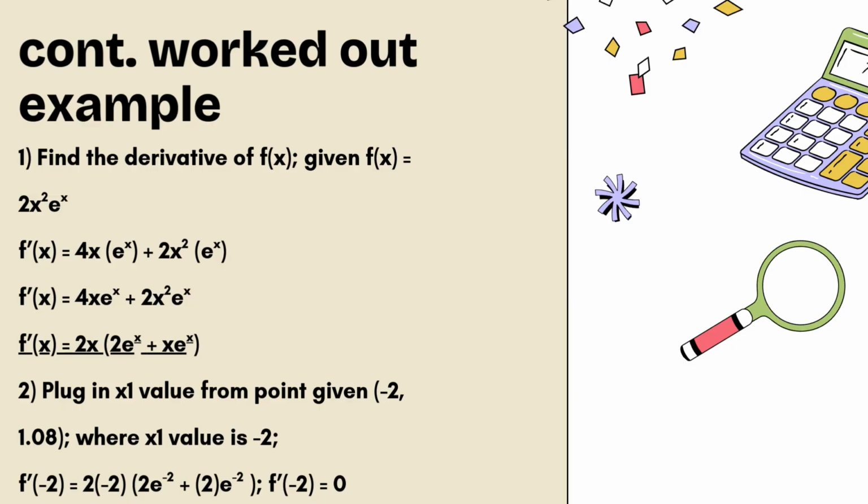For this, we need to plug in the x1 value, or the x value, from the point they gave us in the question. The point they gave us was (-2, 1.08), where the x1 or x value is -2. If we plug this x value of -2 into the derivative function, then we get the slope of the tangent line, m, is equal to 0.